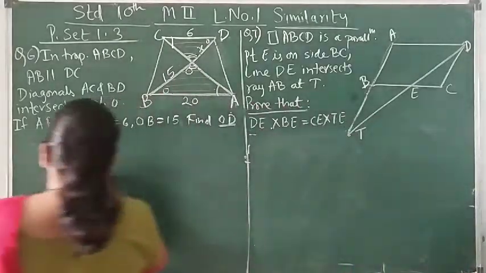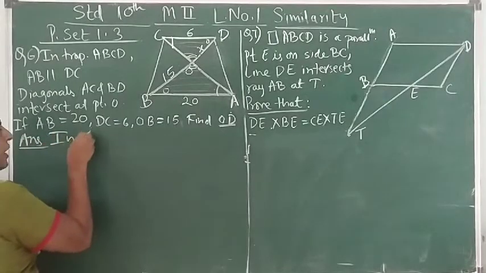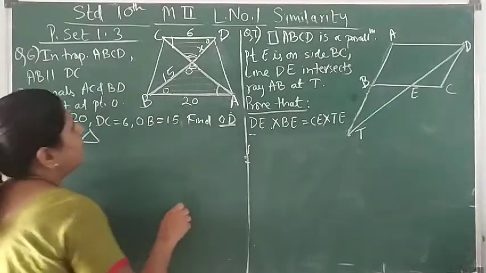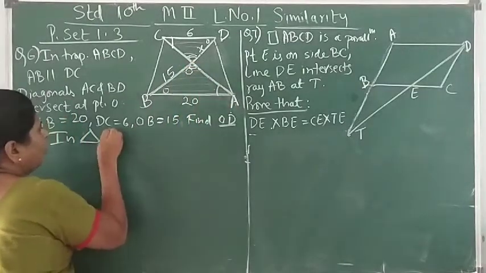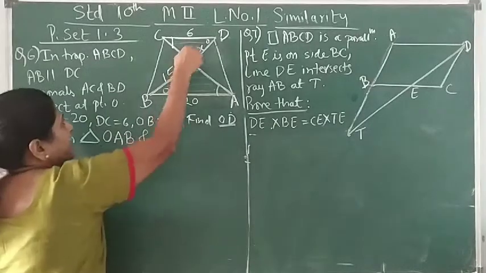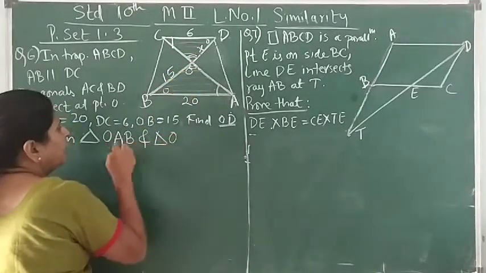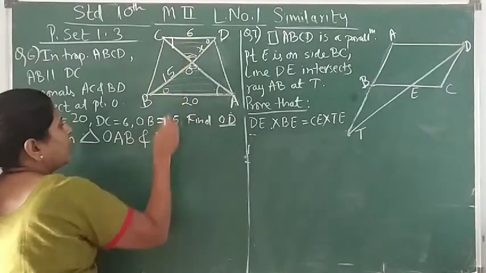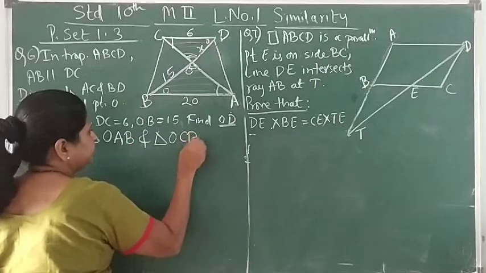So let's start the answer. Here in the answer, we will first write, in triangle, the name of the triangle, say OAB, and triangle OCD. For this upper triangle, the corresponding angle with O is O only. With angle A, the corresponding angle is C, and with angle B, it is angle D.